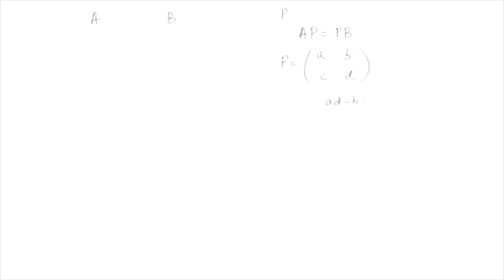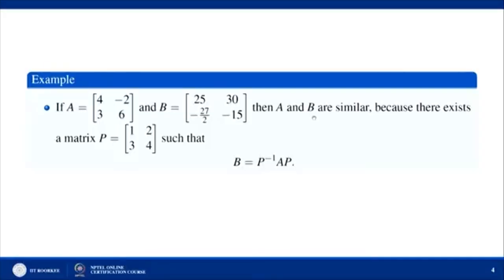Here A and B are 2 cross 2 matrices, so you can take P as a, b, c, d. Then you can solve the left hand side and the right hand side, and you will get 4 equations in 4 unknowns. You can find a, b, c, d, and if you find a, b, c, d such that this matrix P is invertible, that is ad minus bc is not equal to 0, that clearly means matrices A and B are similar, because we have shown the existence of such an invertible P such that AP equals PB. So, here also you can find such a P, which we are getting as this. You can easily verify here that B equals P inverse AP. So, we can say that these two matrices are similar.